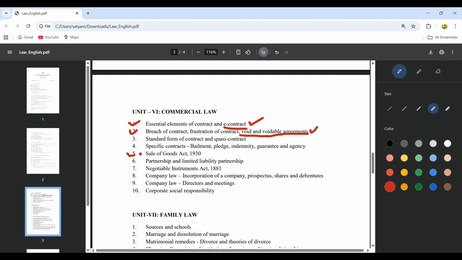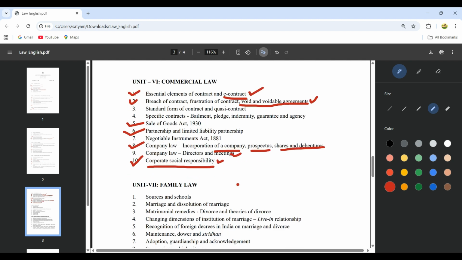Then we have questions relating to the Sale of Goods Act, Partnership Act, Company Law, as well as CSR. Which section relates to CSR? This is a question that has been repeated quite a few times. Then, when it comes to company law, questions related to directors and meetings are very important.